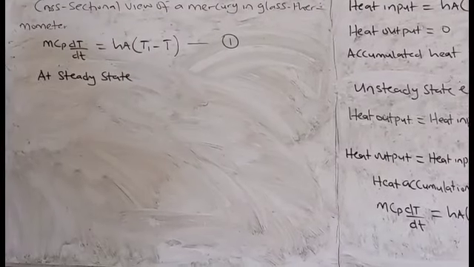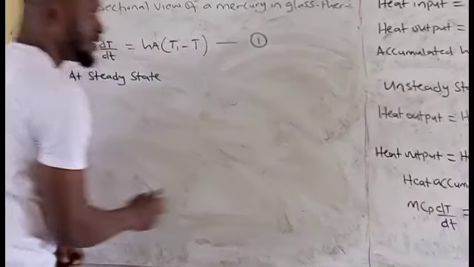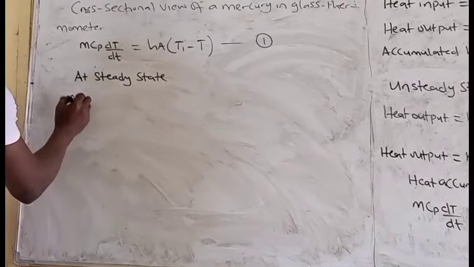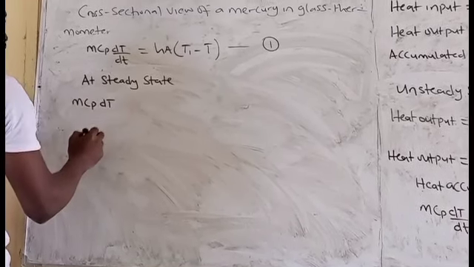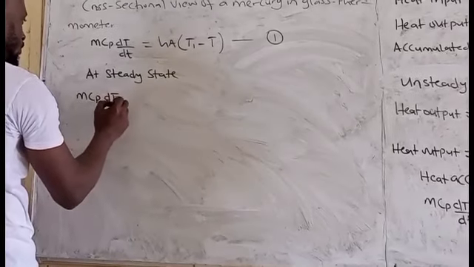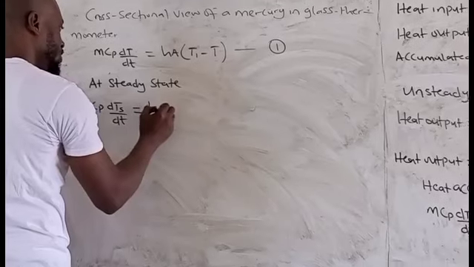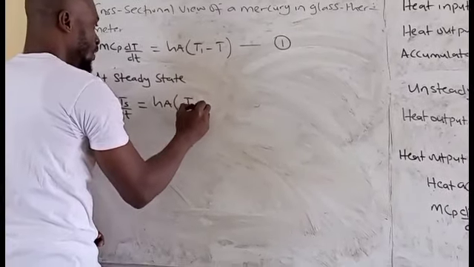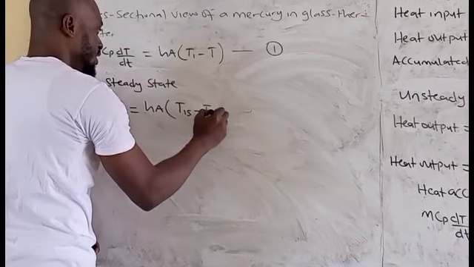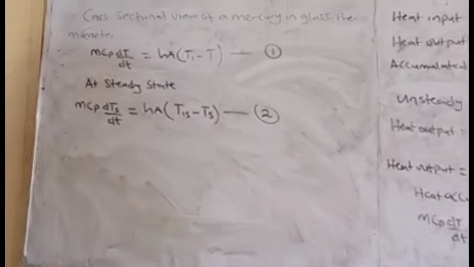So you say at steady state you have accumulation equal to 0. So let's say at steady state, we are going to get it this way. Let's say you have MCP dTs over dt equal to HA times (T1s minus Ts). Let's say this one is equation 2.